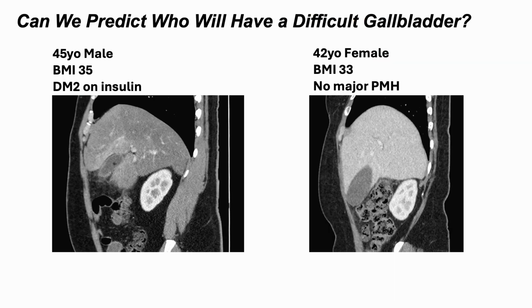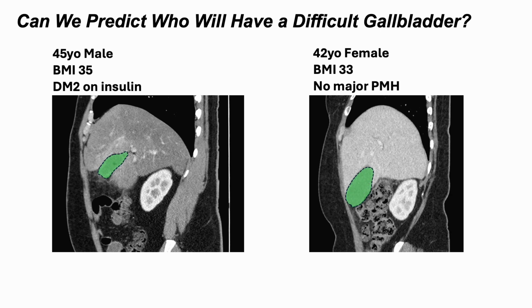Now, to wrap things up, I want to show two case examples that nicely demonstrate these points. On screen left is the sagittal CT of a 45-year-old man with a BMI of 35 and type 2 diabetes on insulin who was diagnosed with cholecystitis. On screen right is the sagittal CT of a 42-year-old woman with a BMI of 33 and no major medical issues, also diagnosed with cholecystitis. So now let's point out some anatomy.